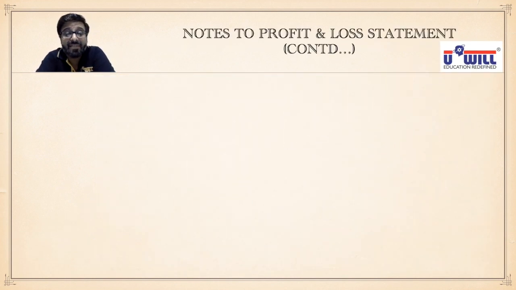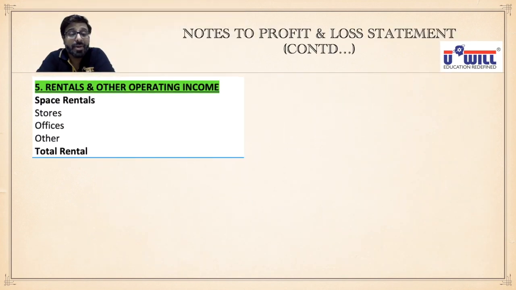Then after that we add rentals and other operating income. Space rentals, stores, offices and others will directly go in the column of sales. That also is an indication that no amounts will come generally in rental and other operating income in the columns of cost of sales, employees benefit and other expenses. No amounts will come in these three columns.